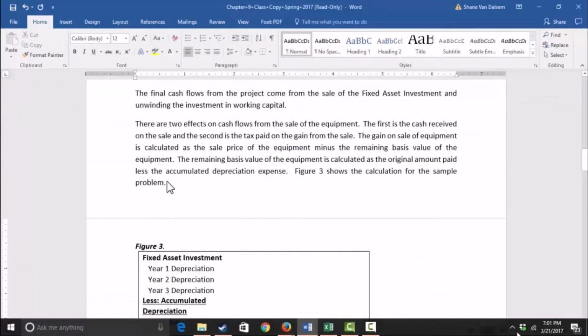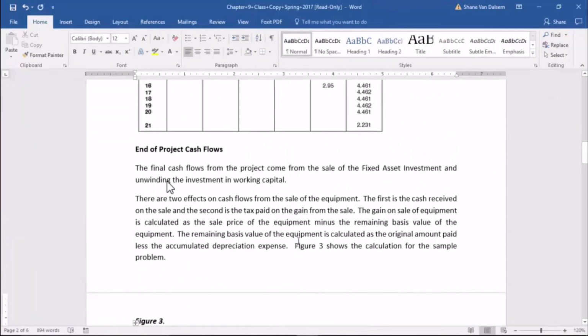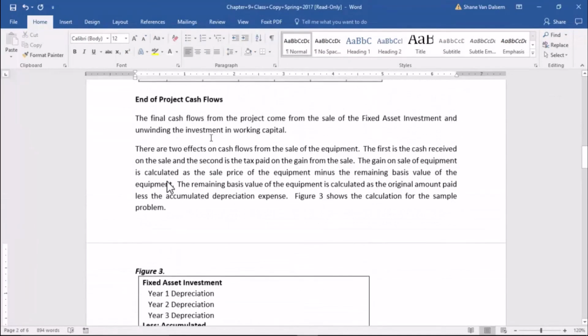So going back to the tutorial, it says here, the end of project cash flows, the final cash flows from the project come from the sale of the fixed asset investment and unwinding the investment in working capital. There are 2 effects on cash flows from the sale of the equipment. The first is the cash received on the sale. So in our case, we expect to sell it for $23,000. And the second is the tax paid on the gain from the sale.